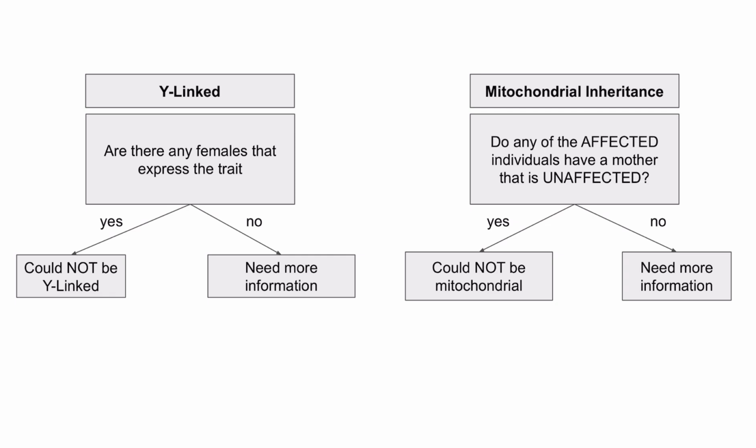Mitochondrial inheritance is where a trait is passed down from the mother. That's because the mitochondria comes from the egg of the female. So the only way that you can inherit a mitochondrial trait is if you inherit it from your mother, where your mitochondria came from. So if you look at all of the affected individuals and you look at their mothers, if they express a trait but their mother does not, then there's no way it's mitochondrial, because they have to have gotten it from their mom. So you can cross that one off the list.